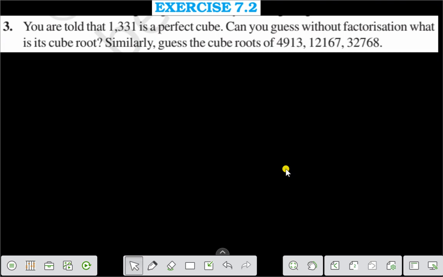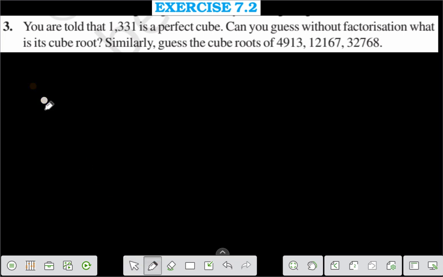Hello everyone. Today we'll discuss exercise 7.2 question number 3. You are told that 1331 is a perfect cube. Can you guess without factorization what is its cube root? Similarly, guess the cube roots of 4913, 12167, 32768.